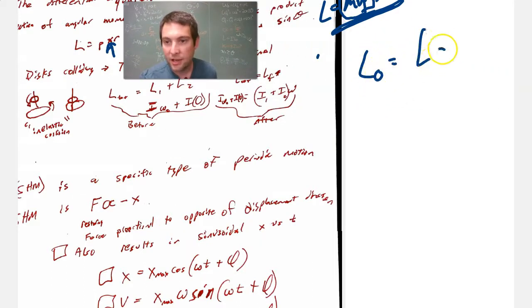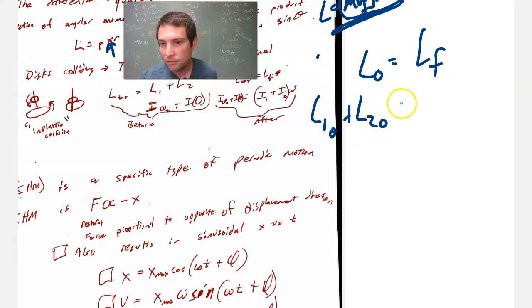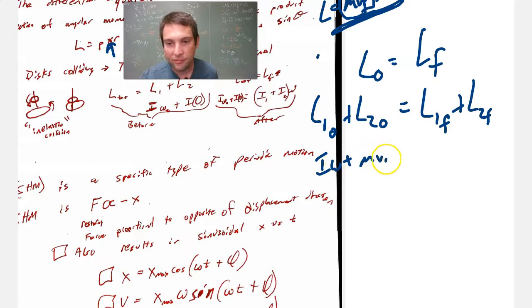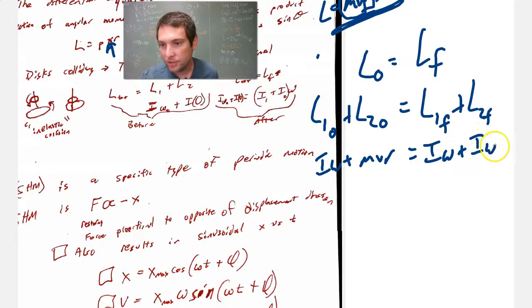L naught equals LF. L1 naught plus L2 naught equals L1F plus L2F, which would be I times omega plus maybe mvr equals I times omega plus I times omega. If the objects stick together, or maybe you have two disks rotating, then it would be I times omega plus I times omega equals I times omega. You know how this stuff works.